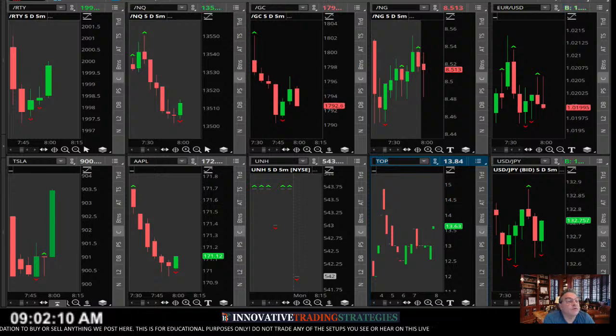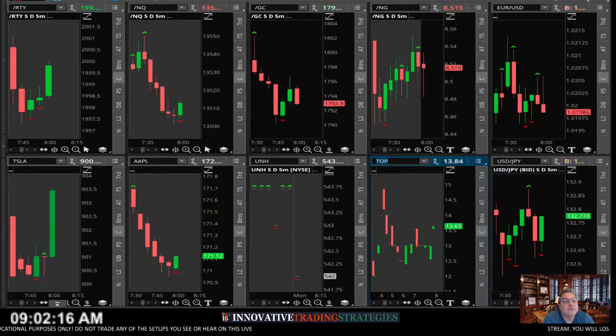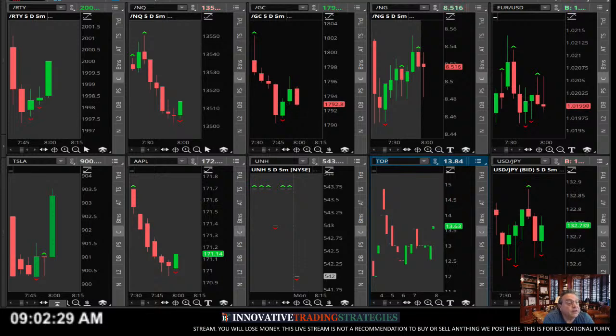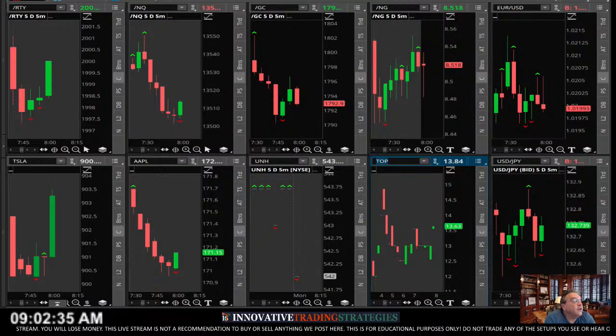All right, so let's take a look here. We are actually getting a short on the gold. Take a look at this gold real quick. Okay, on the gold, we are getting a short. This is going to be an HF2 short on gold. Entry is going to be right here.